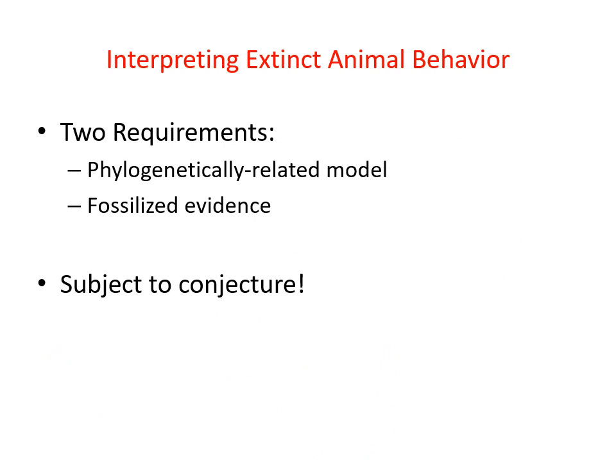Now, this next part gets very touchy because in paleontology, and I'll mention it, especially with dinosaurs, this gets very subject to arm waving. Okay, how do we interpret extinct animal behavior? Really, we need two basic requirements. A phylogenetically related model is very helpful, and fossilized evidence at a high enough statistical significance that we can make some assumptions about it. And that's really tough to get. These are incredibly subject to conjecture. So we have to be very, very careful.